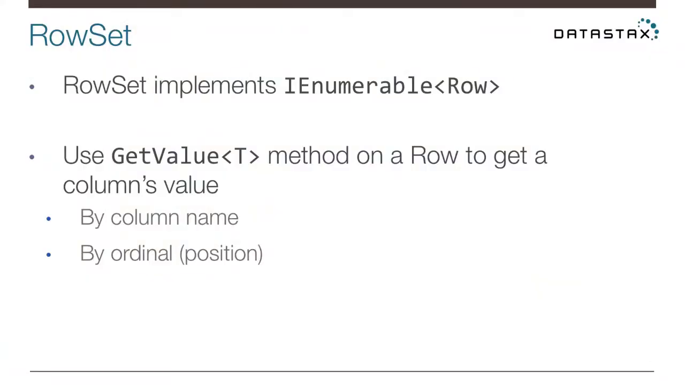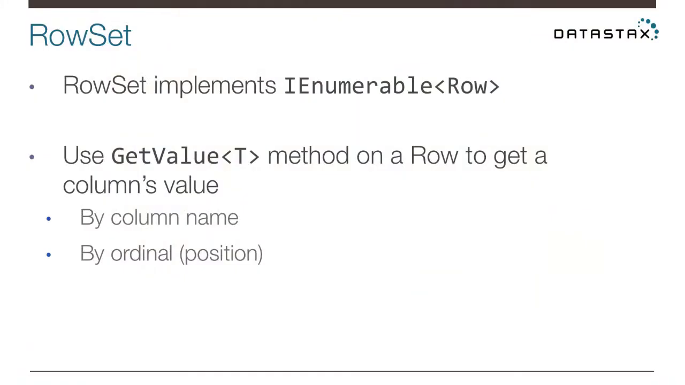There are two ways that you can get at a column's value. You can do it by column name, or you can do it by ordinal, or position, meaning what order it was in your select statement. I'll show examples of both of those. I should also mention the T in GetValue<T> is just the .NET type of whatever column value you're getting. I'll show you some of the mappings from CQL data types to .NET data types, and how we map them back and forth.